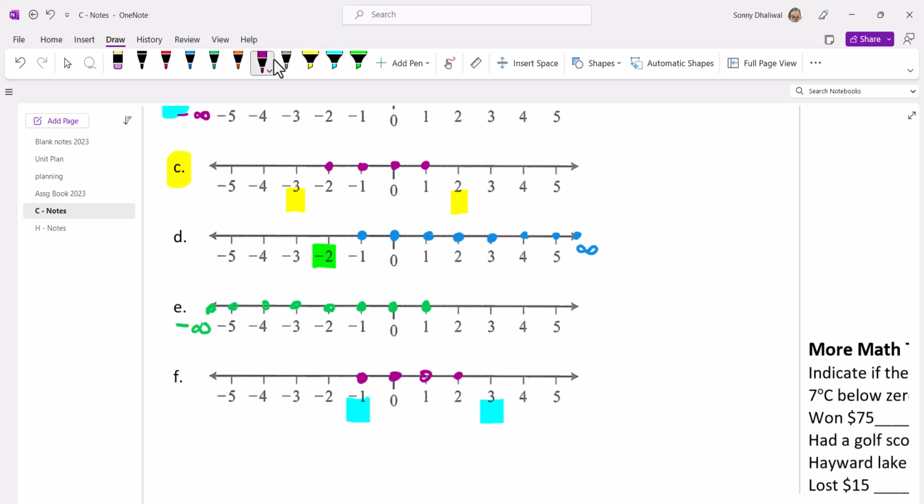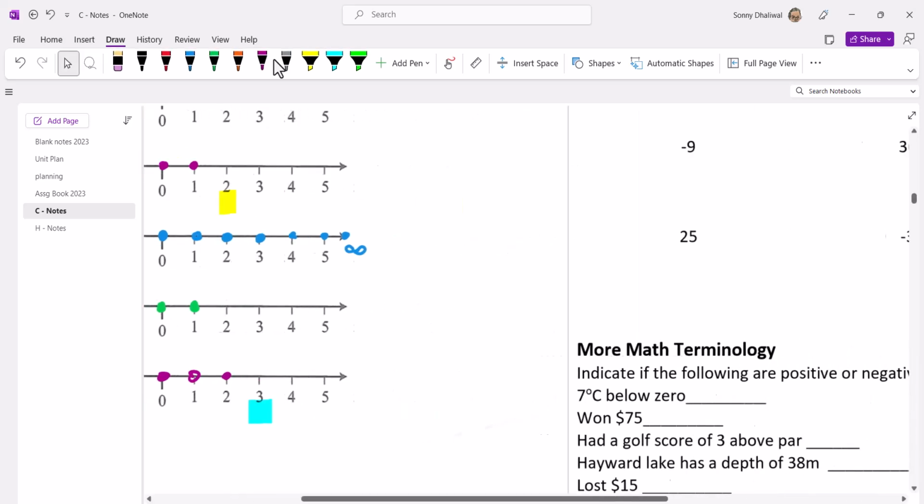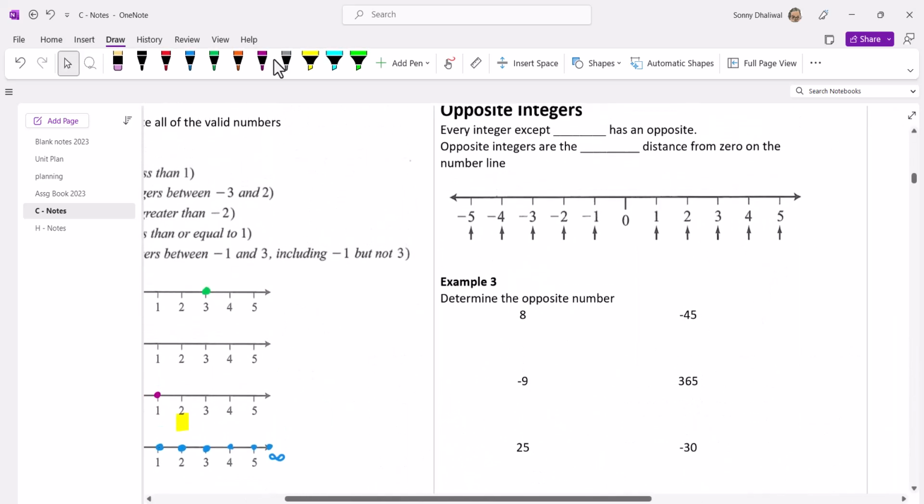The 3 didn't. Have you guys done these before? Yeah, excellent. Grade 7. So a little bit of review for you guys. Okay.